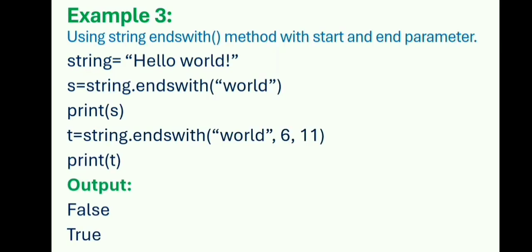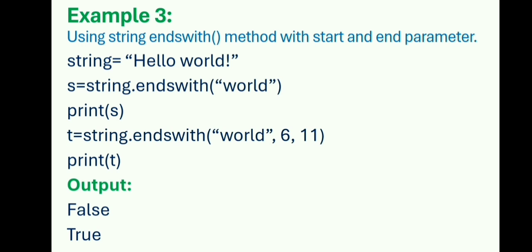Example 3. In this example, the Python string endswith method will test if the string ends with the substring passed to the method using start and end parameters. In this example, we pass all three arguments, the substring, the start value and the end value to the endswith method to test if the string ends with the substring passed to the method using start and end parameters.